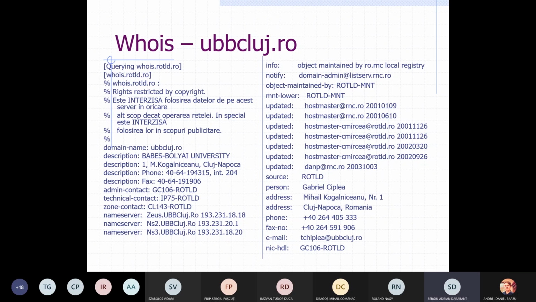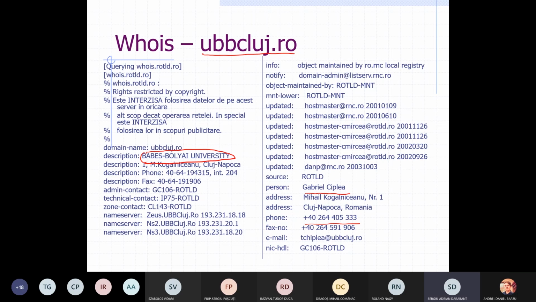If you want to see what type of information whois is providing, here you have an example for ubbcluj.ro. It's a little bit dated. And nowadays, you don't get all of this information. Because of GDPR in Europe, you no longer get the names and phone numbers of the physical persons, but you do get the owner of the domain.